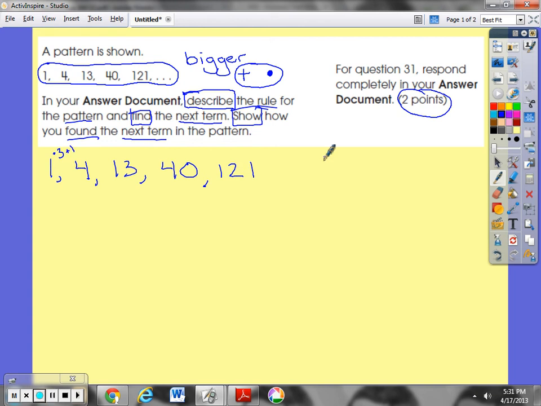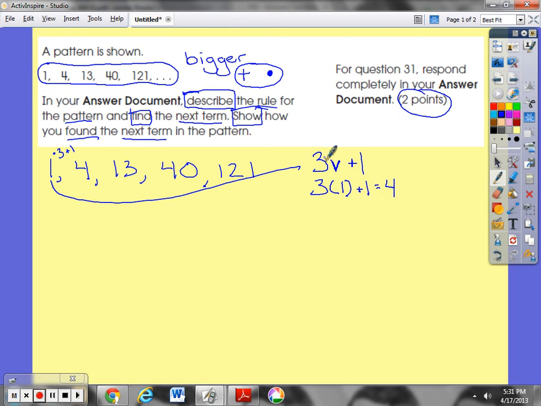Let's see if I write that. I take the value, which I don't know, so we'll call it a variable, v. If I multiply that term by 3 and then add 1 to it, I will hopefully get the next term. Let's substitute in the 1 here. 3 times the term, 3 times 1, because we're multiplying by 3, plus 1. 3 times 1 is 3, plus 1 equals 4. Hey, look, that's the next term.